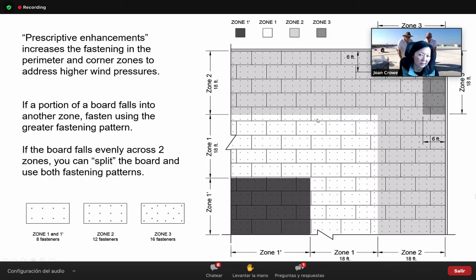But anyway, this is an example of a 1-60, a 60 PSF design roof with an adhered system. So that's all I have. Again, we're just giving them another way to fasten those boards.